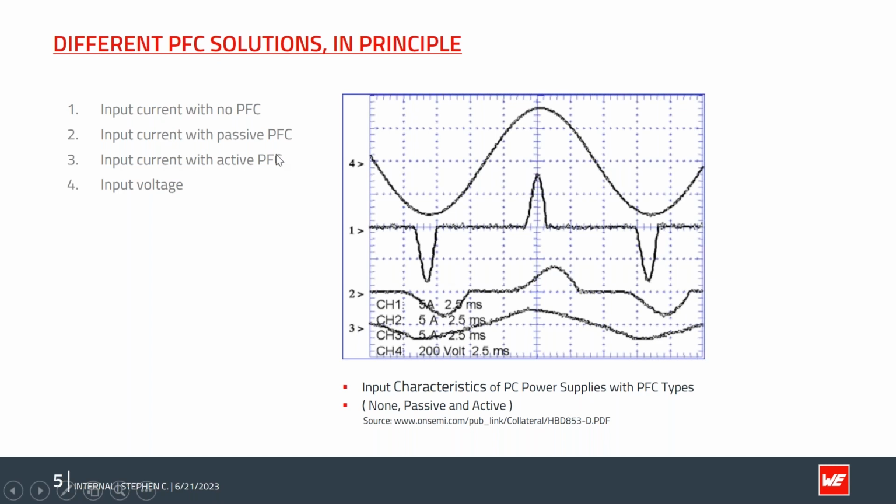So here we can visualize the following signals by this waveform. The first one is an input current with no PFC. The second one is an input current with passive PFC. You can see the waveform is a bit distorted. The input current with an active PFC is shown on the number 3 waveform, and number 4 is the input voltage. So you can see with the active PFC, the waveforms of current and voltage are in phase, so we can minimize the reactive power.